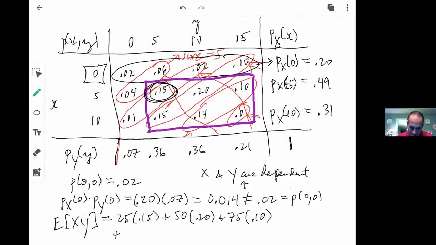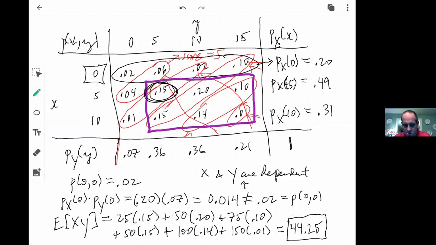And then what do I have? Plus 10 times 5 is 50 times 0.15 plus, what's the next one? It's going to be 10 times 10, which is 100. That happens with probability 0.14 plus 10 times 15, which is 150, and that happens with probability 0.01. Okay, so I will compute that and I'll be right back. Okay, so if you do the calculation, you get 44.25 for the expected product of the scores.